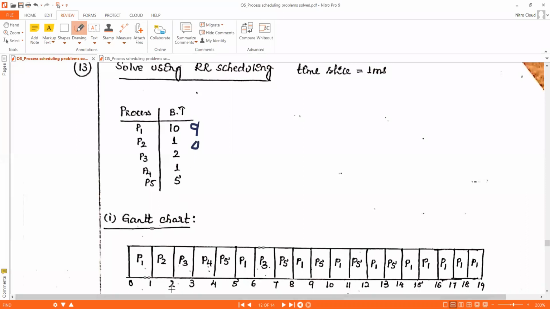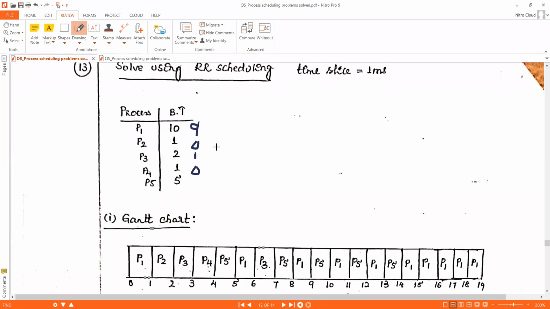Here, at clock time 2, the CPU will be given to process 3, and the CPU will execute process 3 for 1 millisecond. Then what is the remaining time for process 3? That is 1 millisecond. Next, the CPU will be given to process 4 at clock time 3 milliseconds, and its burst time is 1 millisecond. So the CPU will execute it for 1 millisecond because the time slice is 1 millisecond. Now what is the remaining burst time for process 4? It is 0. That means process 4 completed its execution.